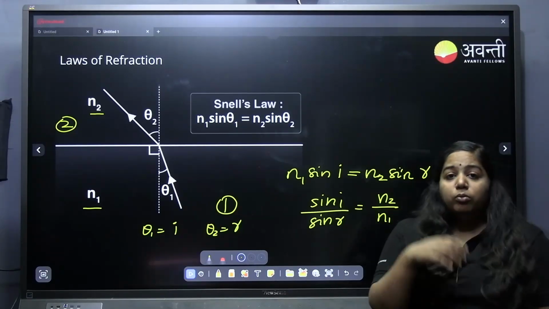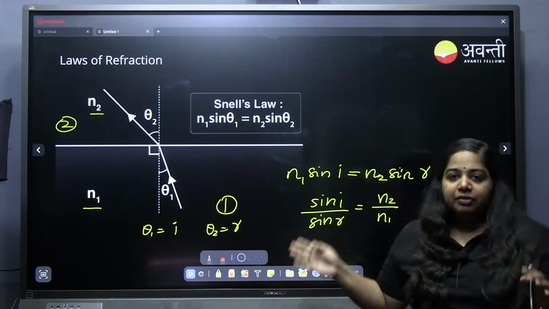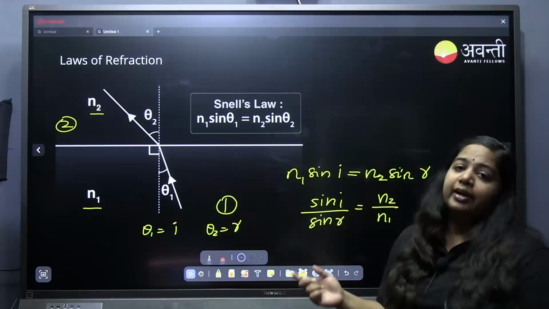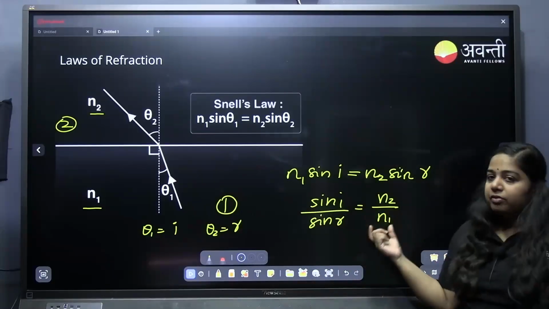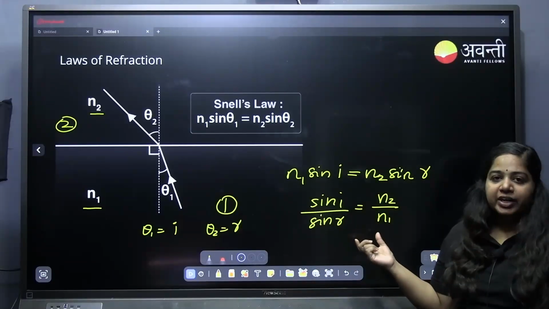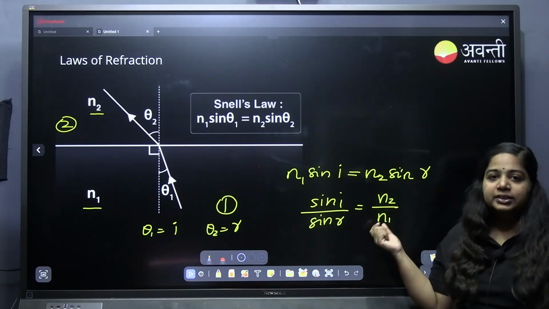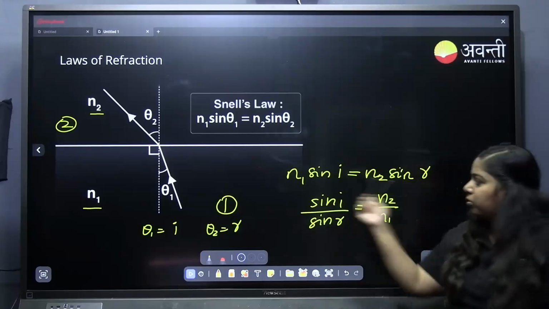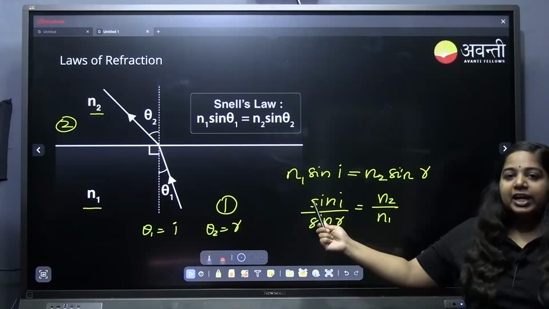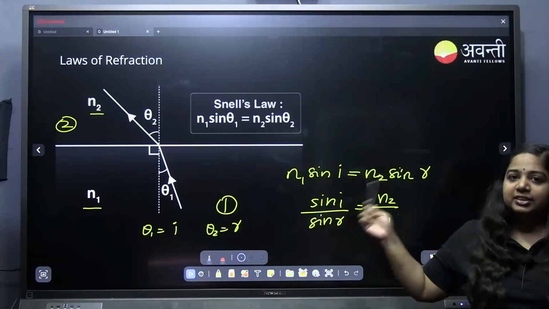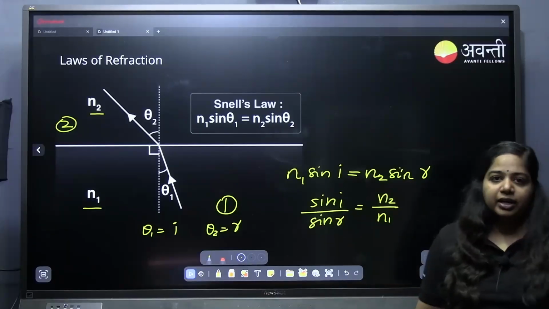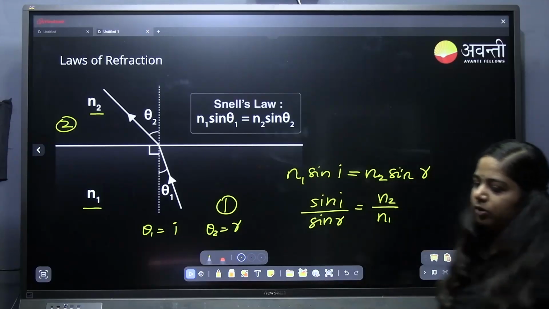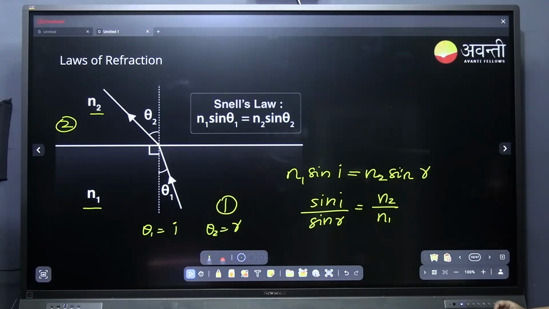In most cases, if the first medium is air, then the refractive index of air is 1. That's why we will simply write it as mu. But don't study that, study this form only. This will help you more in calculations than directly studying sin i by sin r equals mu. I hope we can move on to the next topic.